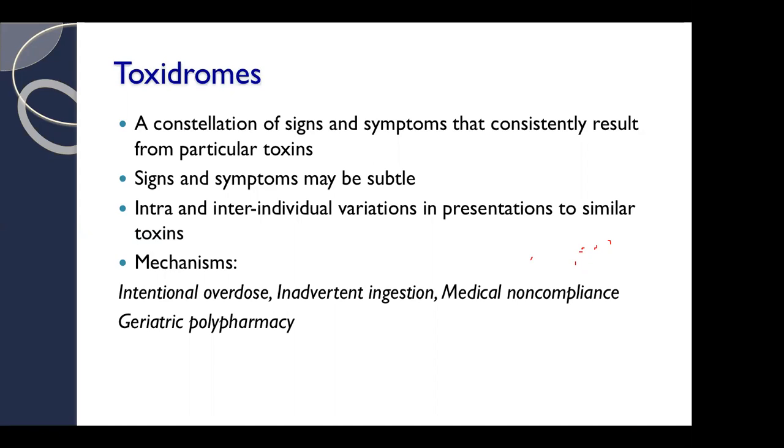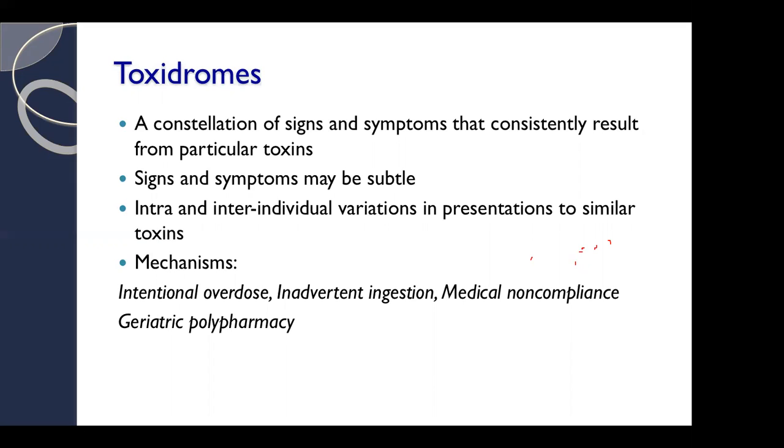Now, the important mechanisms for these toxidromes are the intentional overdose, as we get in cases of suicide, and inadvertent injections. In which population do these inadvertent injections occur? In children, right? So these are the two. But having said that, we should not forget two important causes. That is the medical non-compliance, and the most important is geriatric polypharmacy.